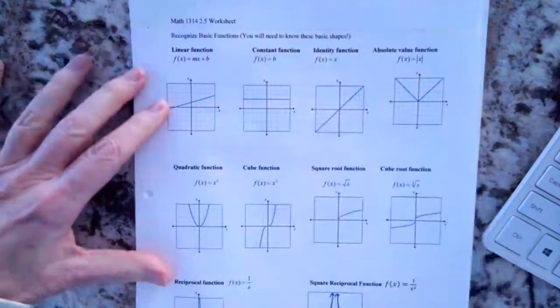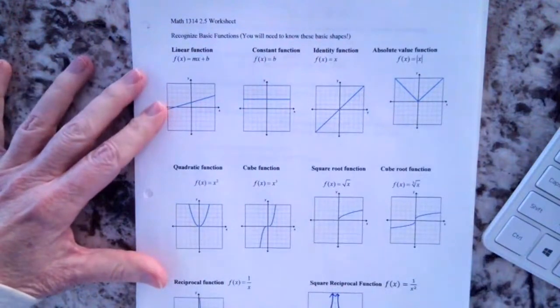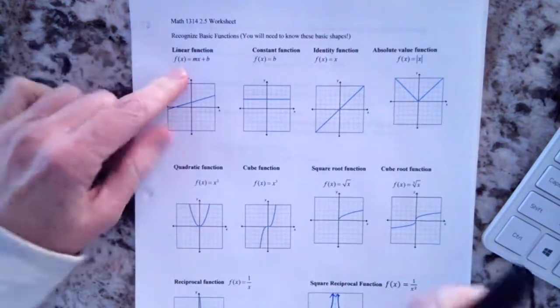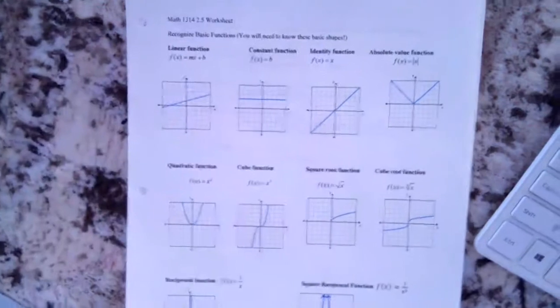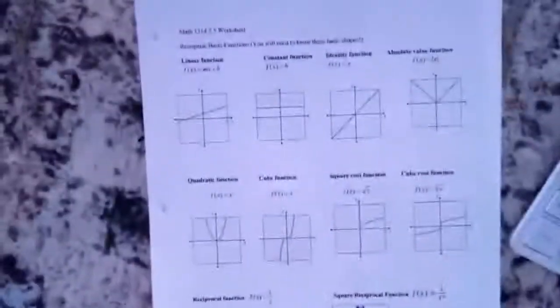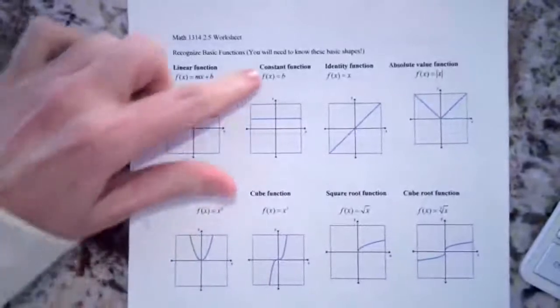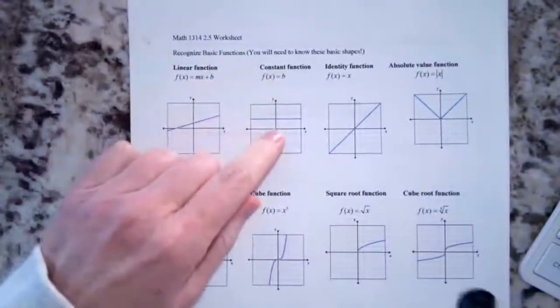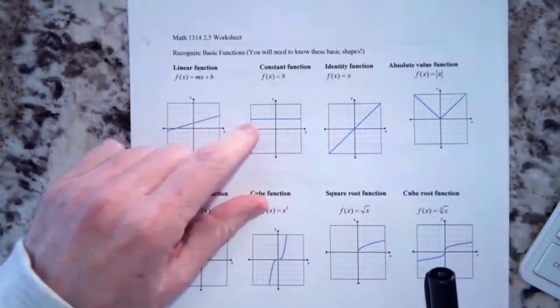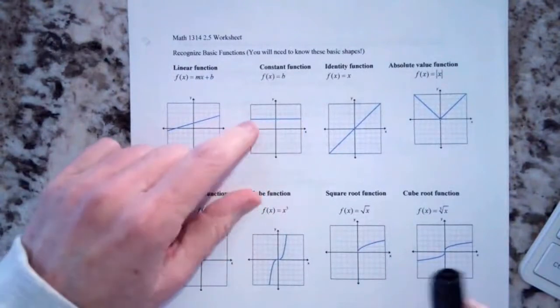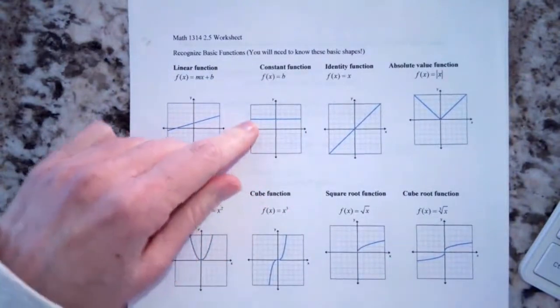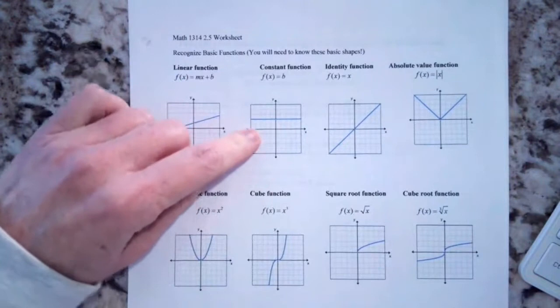Okay, these are the graphs we'll be working with for the next month or so. Linear function, y equals mx plus b. You know that one anyway. Let me get this thing going here. Okay. You know that one anyway. We're not going to work on that one. Y equals b, like in this case, y equals 2, a line that is at y equals 2 and is parallel to the x-axis. That one we will not be working with this time.